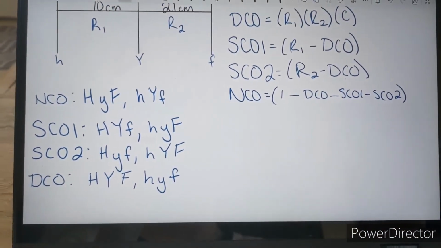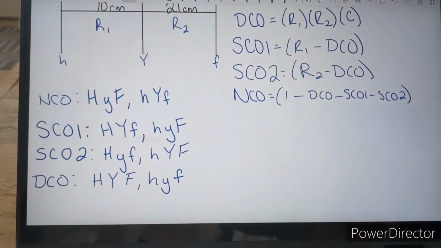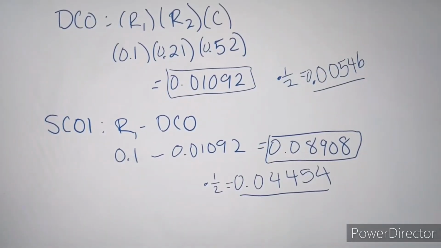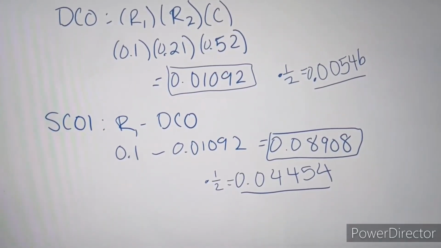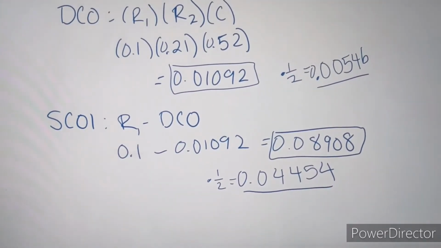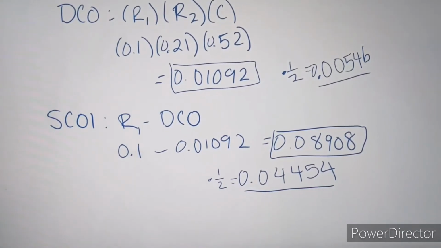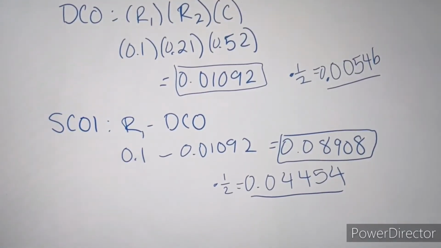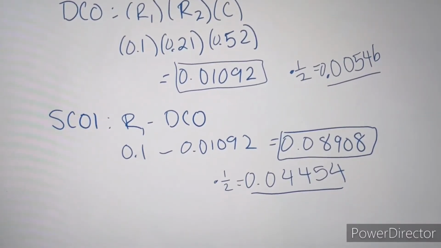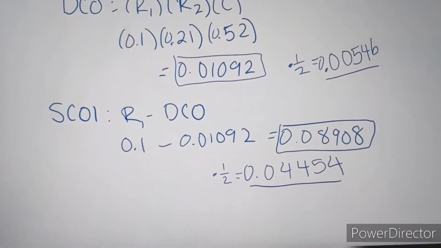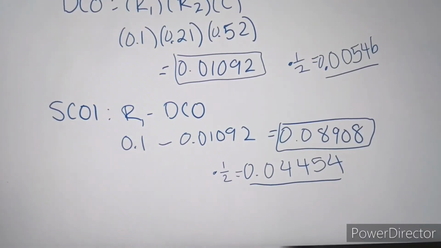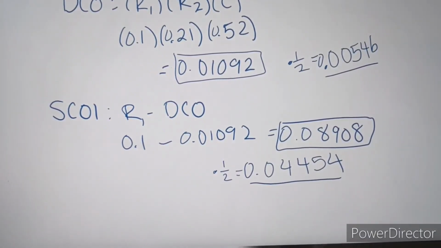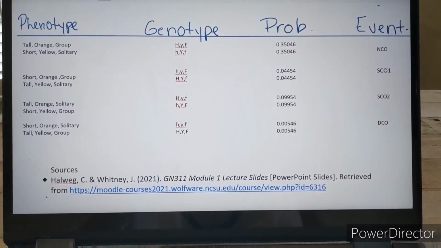Now let's calculate DCO and SCO1. To find the probability of a double crossover event, we multiply R1, R2, and C. We get the probability of 0.01092. And if we wanted to find the probability of one of those gametes, we would divide that by 2 and get 0.00546. With a single crossover event, we take R1 minus the DCO, which would give us a probability of 0.08908. Finally, here are all the possible probabilities.